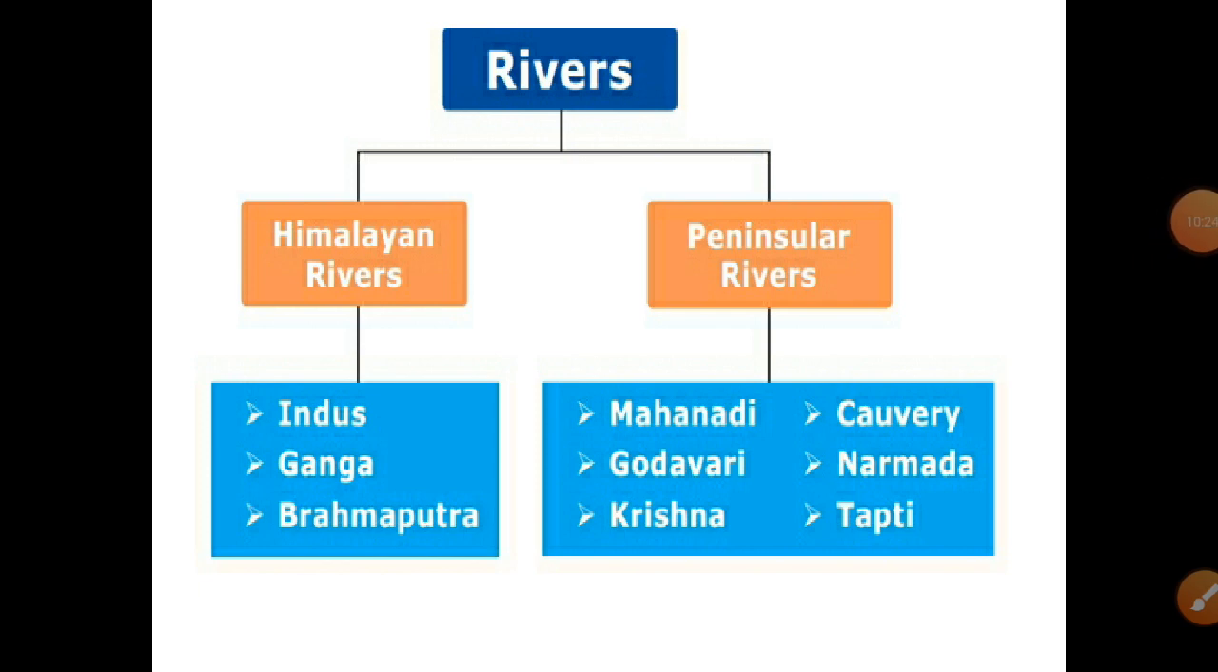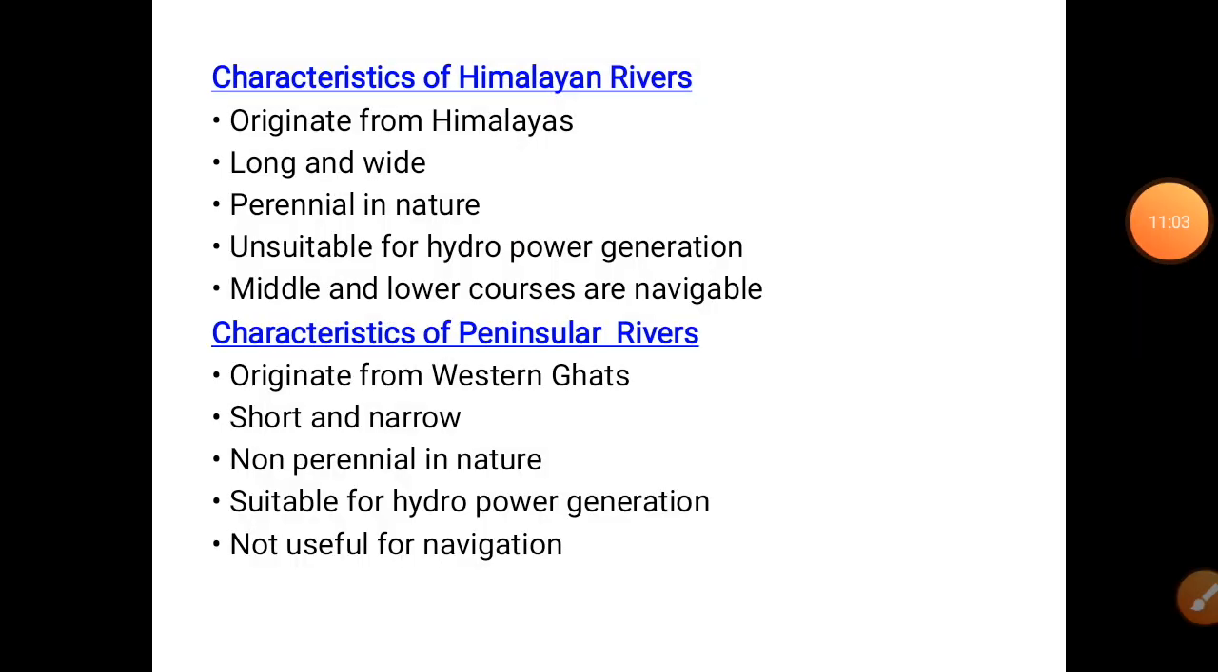Next, the drainage system of India is divided into two major groups, that is Himalayan rivers, which are also called Northern rivers, and Peninsular rivers, which are also called Southern rivers. The Himalayan rivers are Indus, Ganga and Brahmaputra. The peninsular rivers are Mahanadi, Godavari, Krishna, Kaveri. They are east flowing rivers and end in the Bay of Bengal. The remaining Narmada and Tapti are west flowing rivers and end in the Arabian Sea.